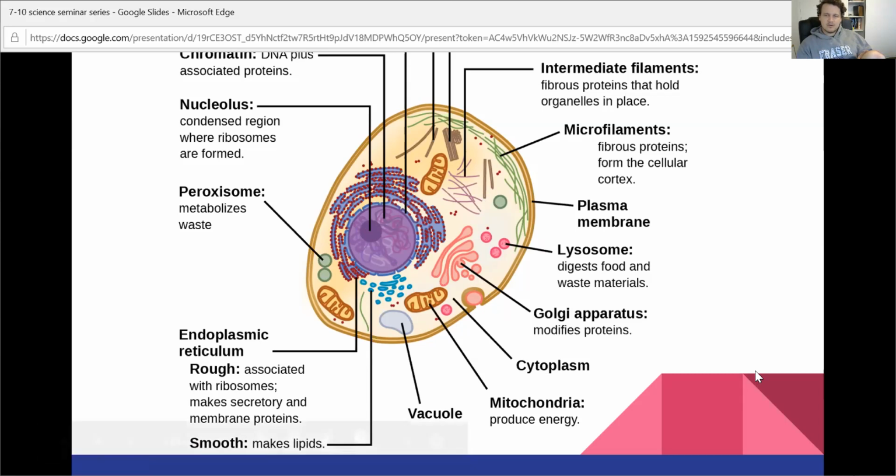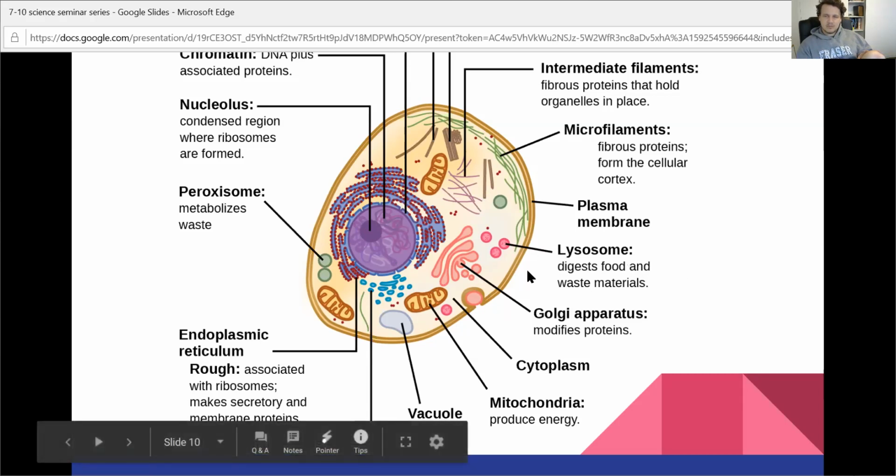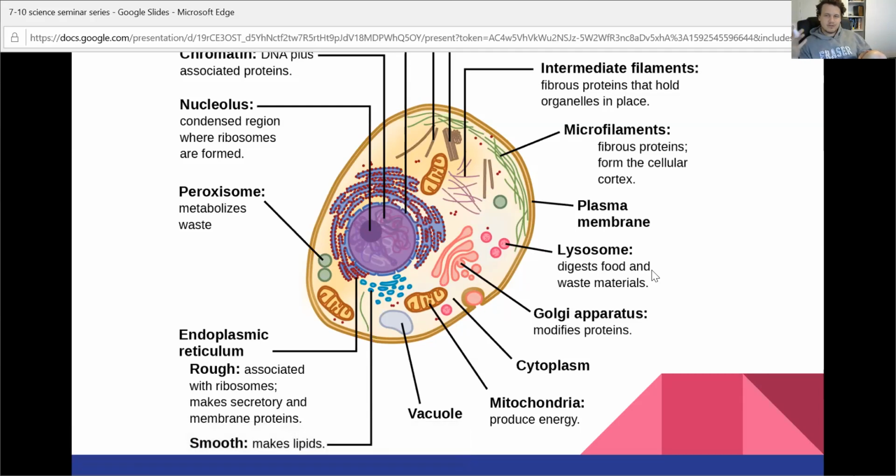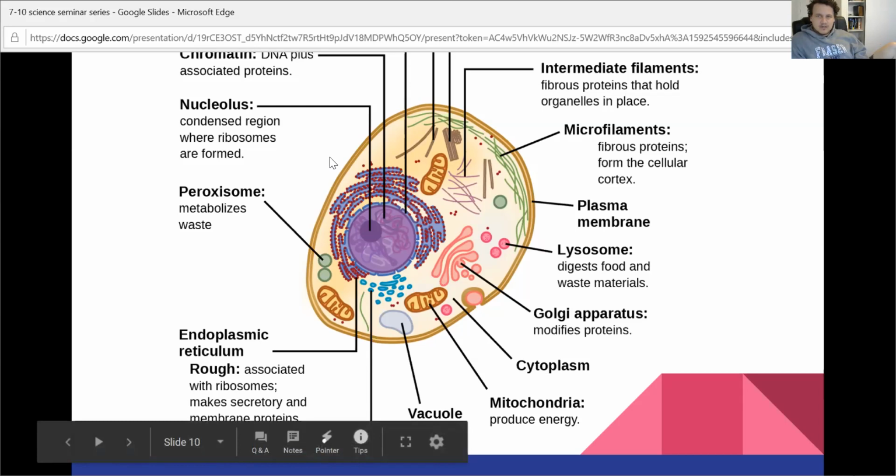So the lysosome is where we break down fats, proteins, carbohydrates. Not so much carbohydrates, actually. Mostly just fats and proteins, and other cells and other things that the cells are given to destroy. And then these microfilaments and intermediate filaments, which I'm going to write down.